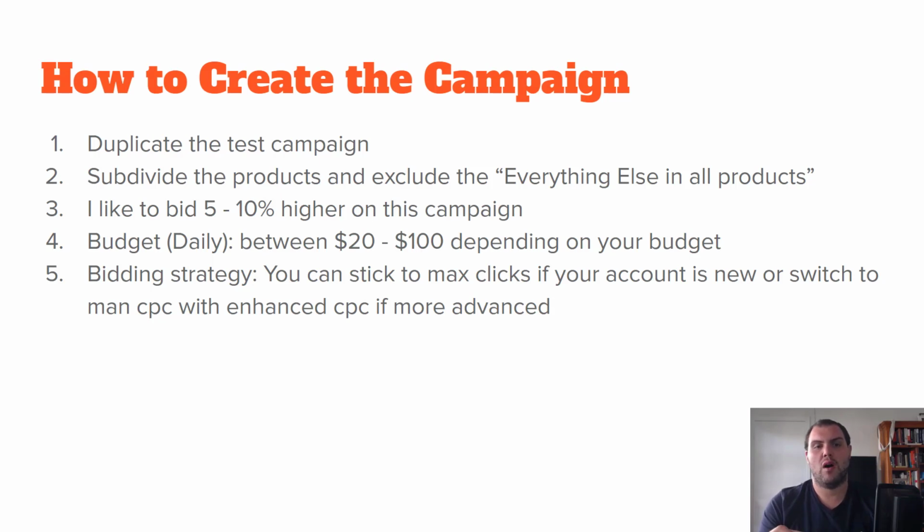Now, subdivide the products and exclude everything else in all products, okay? That other tab, and just keep the one product active, okay? Exclude everything else, keep one active. I like to bid 5 to 10% higher in this campaign. You don't have to, you can start straight away, but over time, I imagine for most of you, you're going to have to get those to scale, you're going to need to pay more to get more clicks, okay? So that's how all digital advertising works.